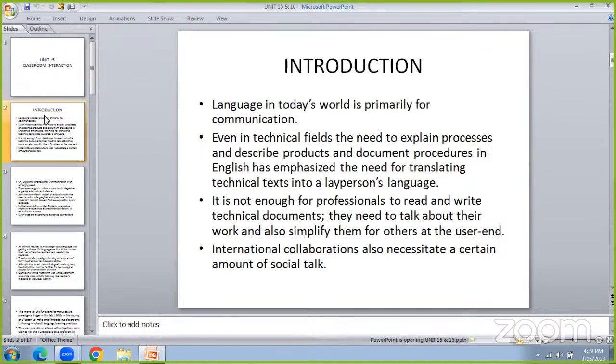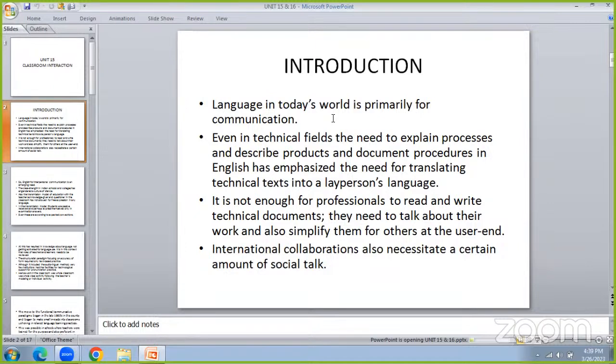So in the classroom interaction, the word itself gives you the meaning that interaction is exchanging, right? Information or ideas, opinions, etc. Today's world is primarily for communication. We need to communicate, whatever it is. If you want to sell your product, you need to communicate. You need to talk to the people, right? To sell your business or your product or whatever it is.